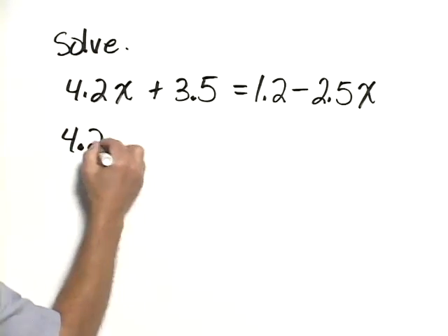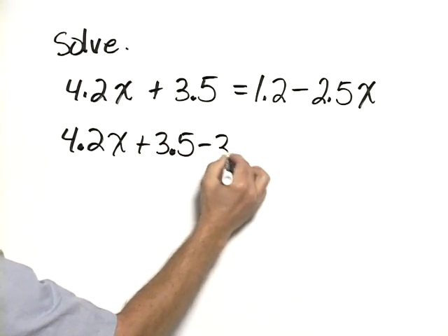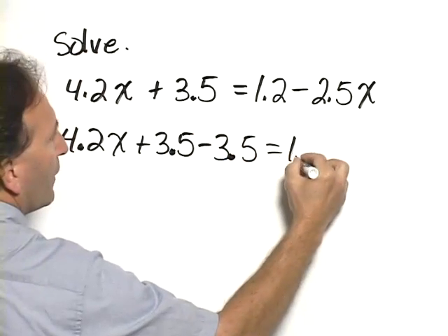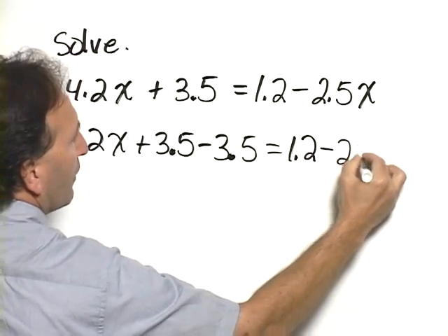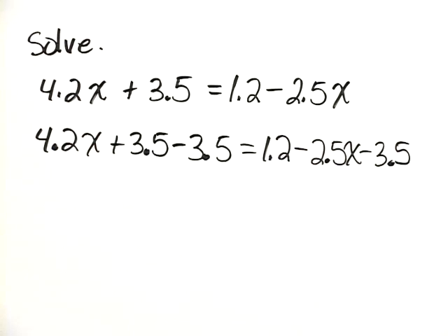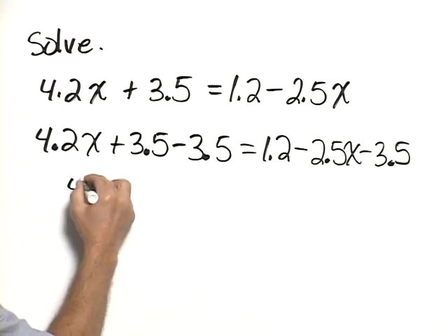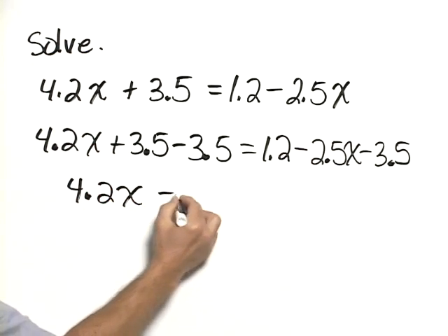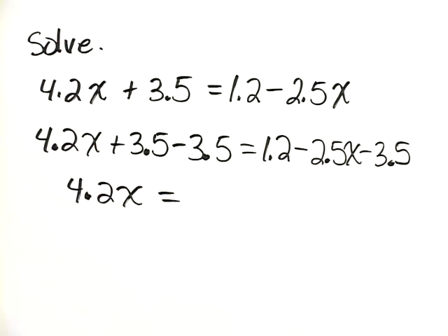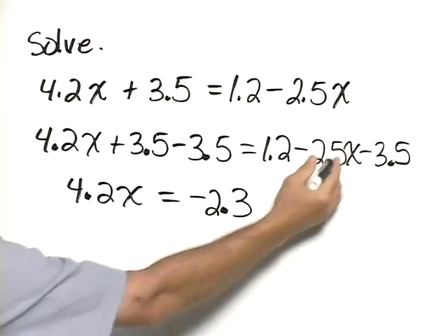On the left-hand side, 4.2x plus 3.5 minus 3.5. On the right-hand side, 1.2 minus 2.5x minus 3.5. On the left-hand side, these sum to 0, so we have 4.2x, and on the right-hand side, 1.2 minus 3.5 is negative 2.3 minus the 2.5x.